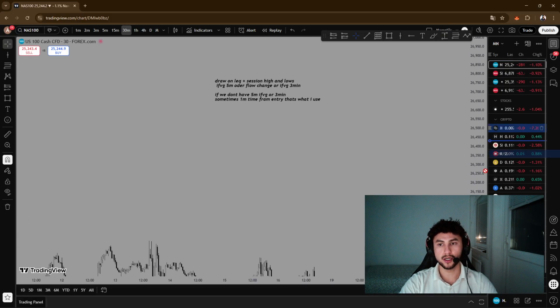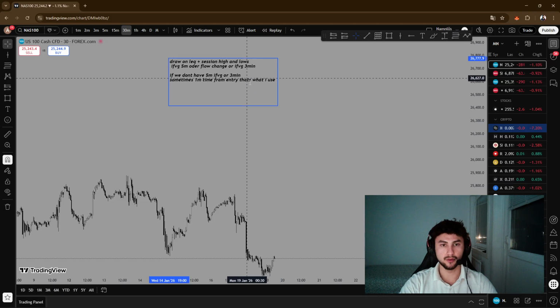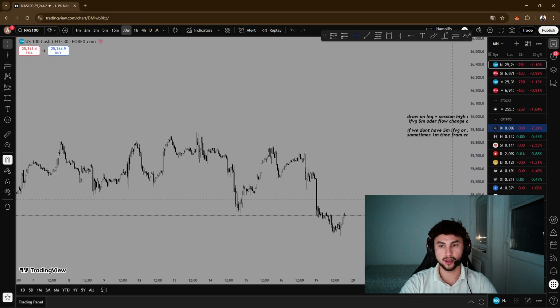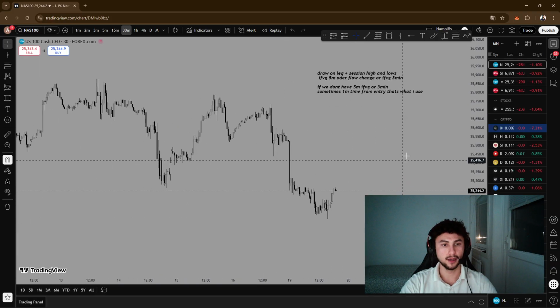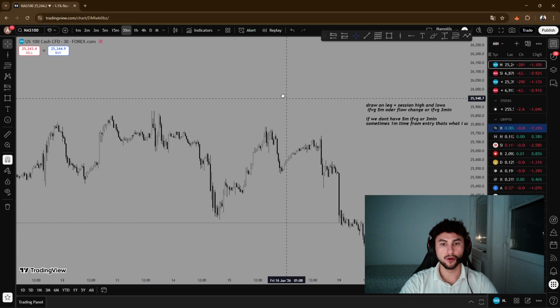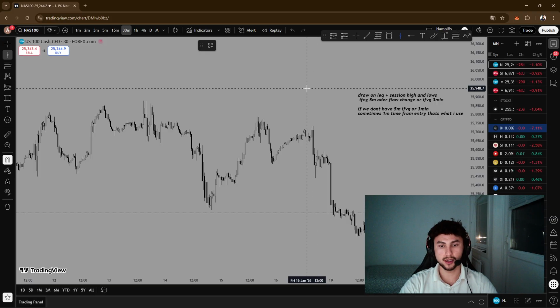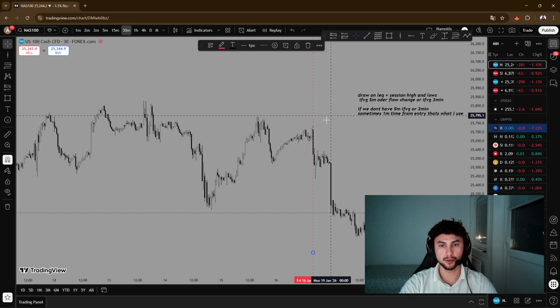Let's go on chart and let me show you guys some examples. So keep note of this. I will show you guys an example here. So let's just mark the market open here on Friday. So let's go over here. So this is the market open on Friday.